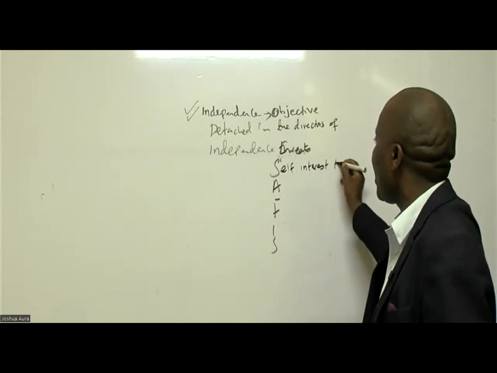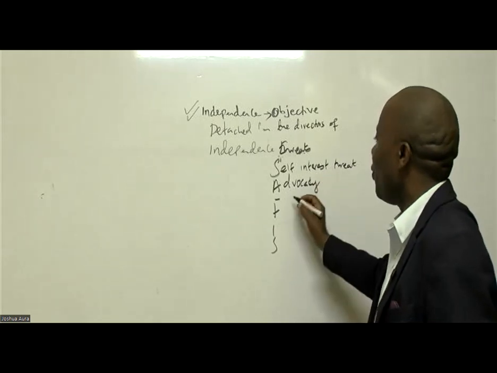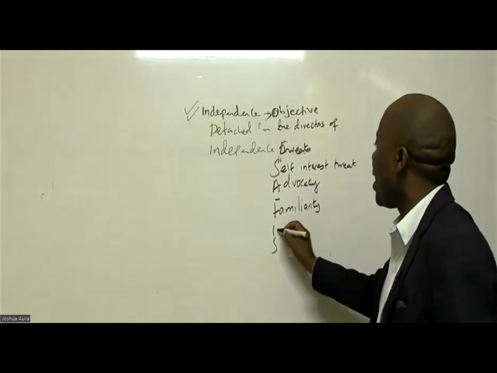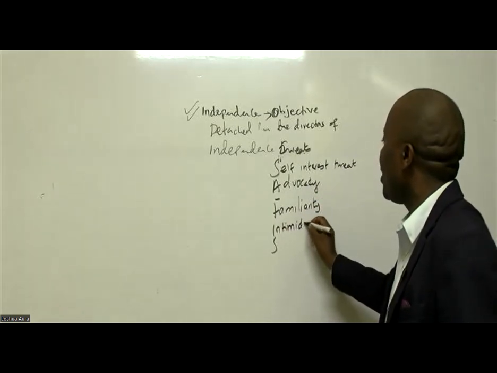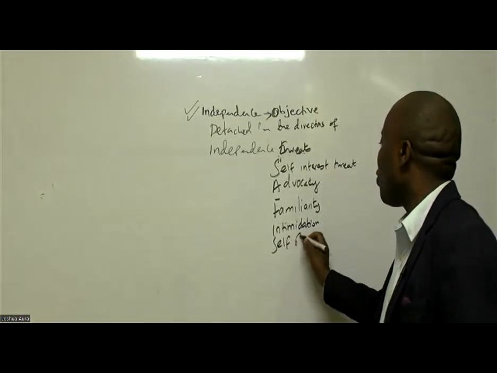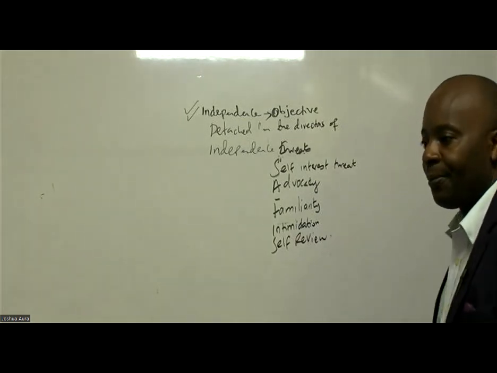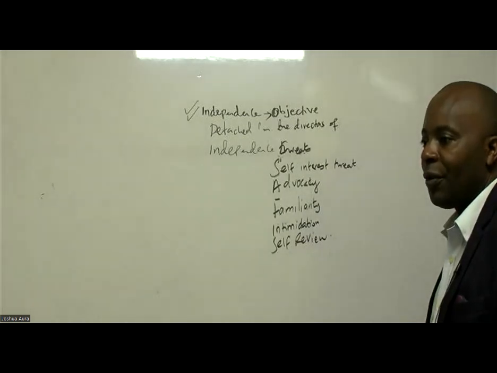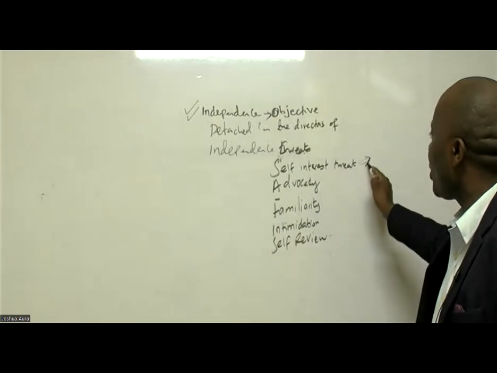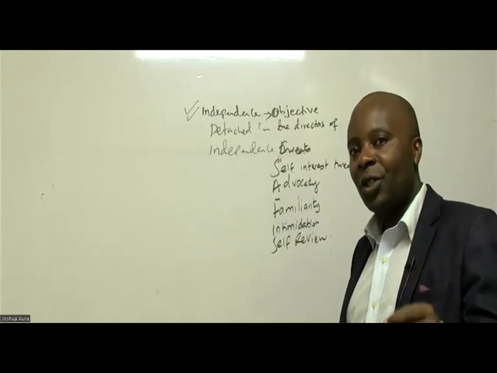The second one is what we call the advocacy. The third one is what we call the familiarity. And then we have what we call the intimidation. And then of course we have what we call the self-review threat.